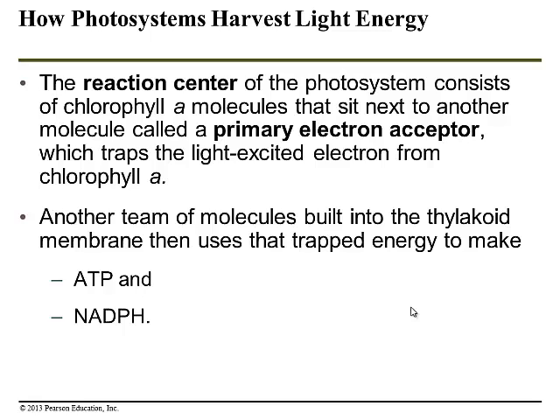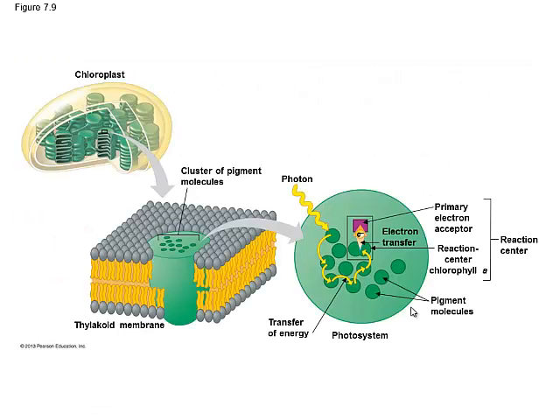Remember, we had electron carriers in cellular respiration, NADH. In photosynthesis, we have what? NADPH. So what does ATP stand for? Adenosine triphosphate. That's our triphosphate. And that's our energy molecule, right? We made that during cellular respiration.